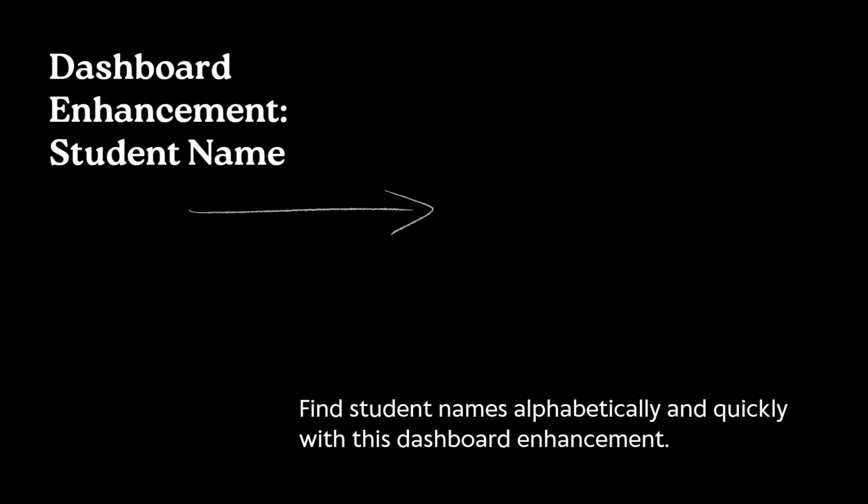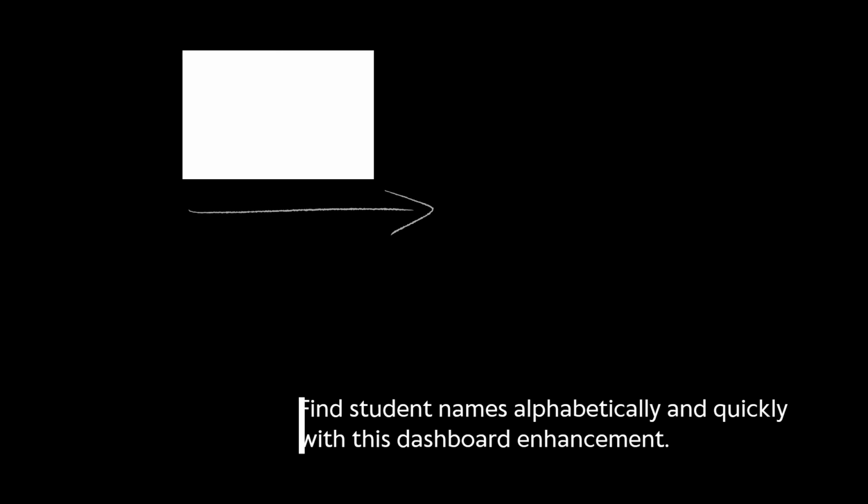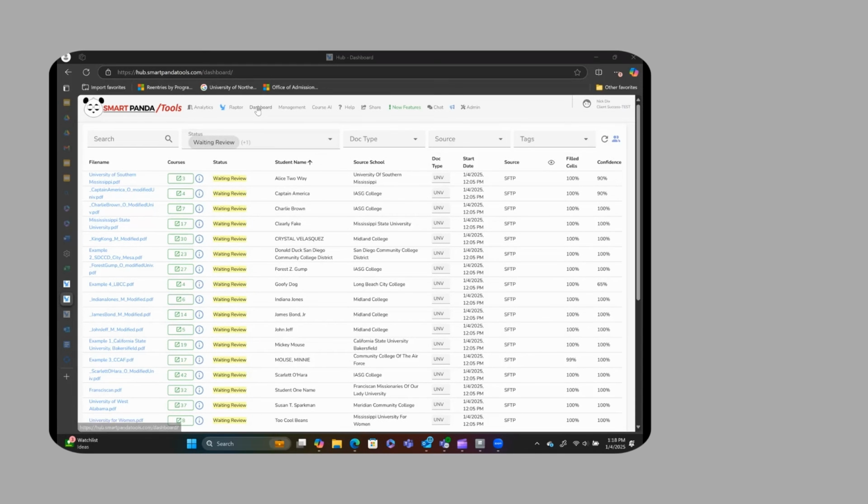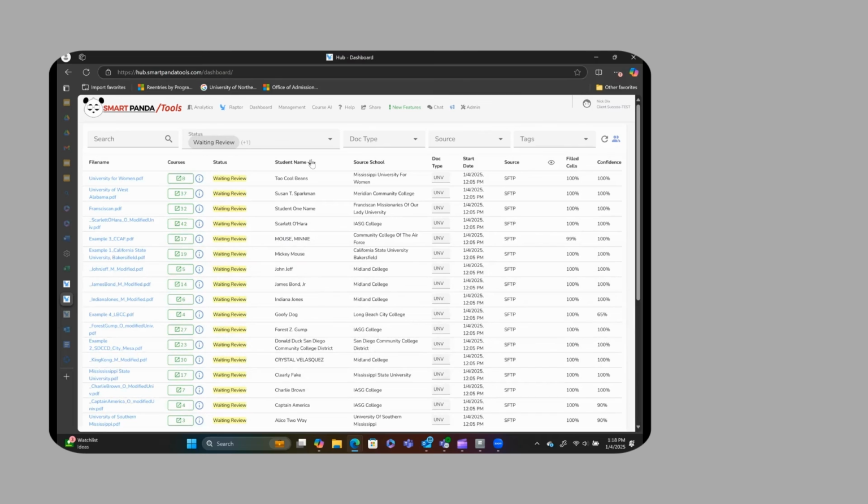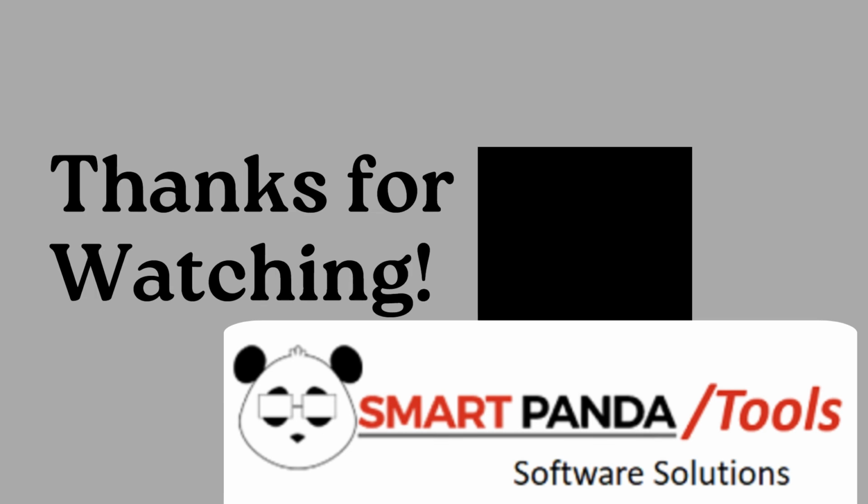There's a dashboard enhancement in the student name column where users can now sort student name in ascending or descending order. Here's the dashboard. As you can see, there's now an arrow right next to the student name column. Click it to sort by either ascending or descending order, however you choose.